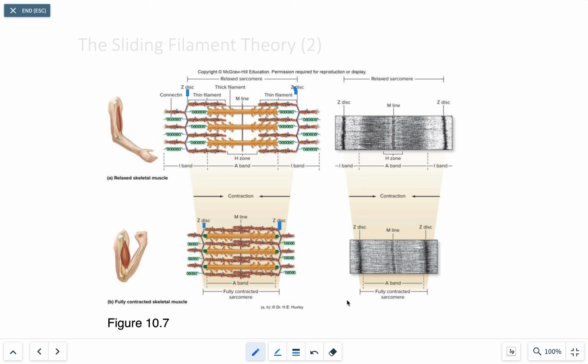And the only thing that stays relatively the same during contraction is going to be the A band. Again, the A band is only going to contain the areas of the thick filaments. And since the thick filaments are not moving during the sliding filament theory, we do not see any change to the A band. So this area remains what we consider to be constant.